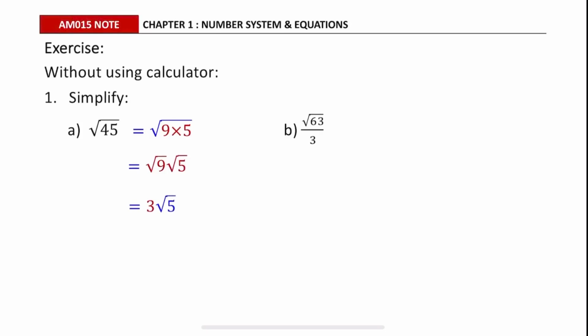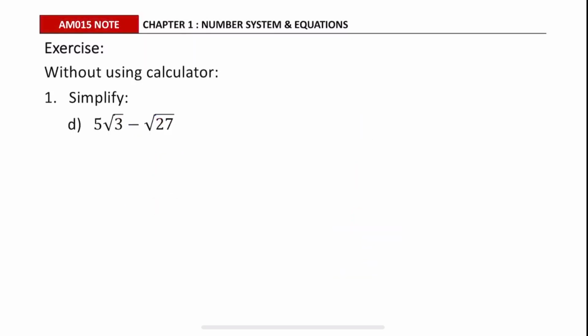Question 1b is simplifying square root of 63 divided by 3. We write 63 as multiplication of 9 and 7. Then split it into 2 surds and simplify square root of 9 to 3. Now we can cancel out 3 and get the answer square root of 7.